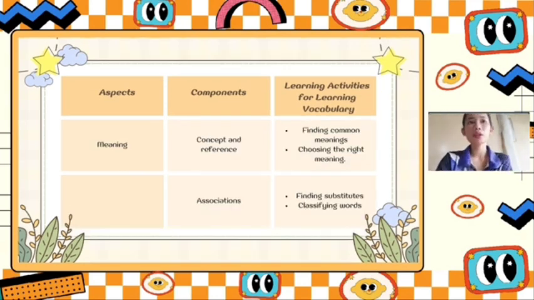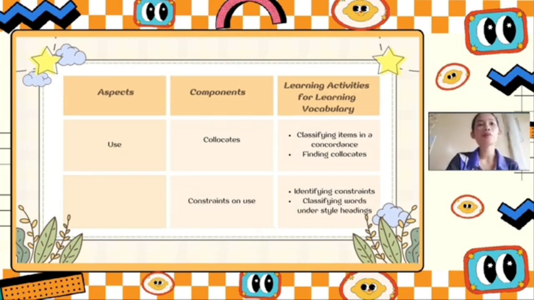So, you also have the meaning. So, meaning helps students understand word definitions and relationships. So, in the concept and reference component, finding common meanings and choosing the right meaning allows students to differentiate between multiple definitions of a word. And then in the associations component, activities like finding substitutes or synonyms and classifying words help students build connections between words, improving accuracy in writing and speaking.